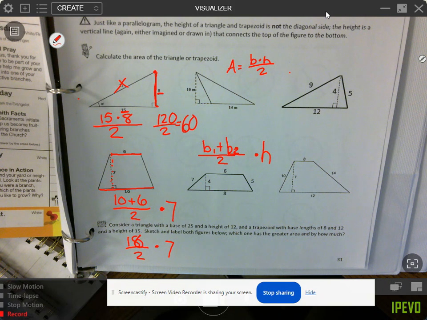Oh, 16. Sorry, thank you for paying attention. Oh, that makes me so happy people are paying attention. 16 divided by 2 is 8 times the 7. So I take care of the bases divided by 2. So I get 8 times 7, which is 56. 56 is my final answer. So it's multi-steps. Add your two bases together and divide by 2, and then you multiply by the height. So you add the two bases, divide by 2, multiply by the height.